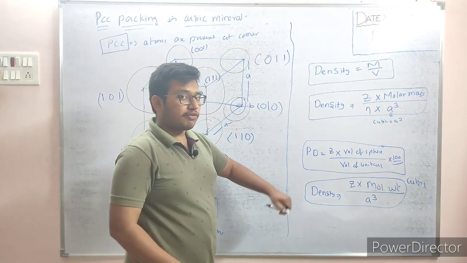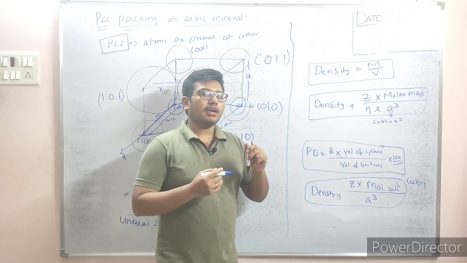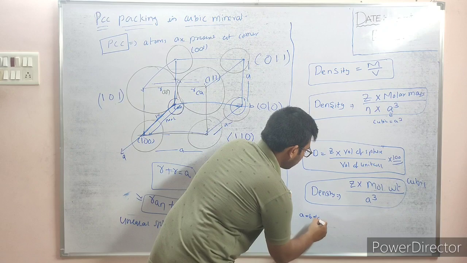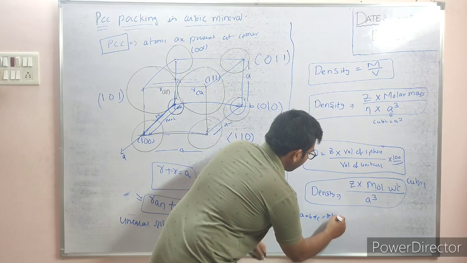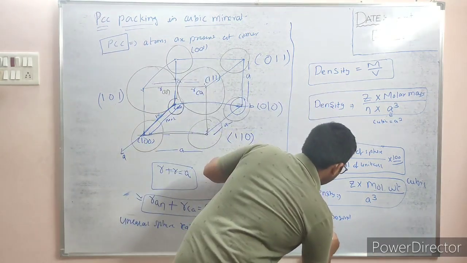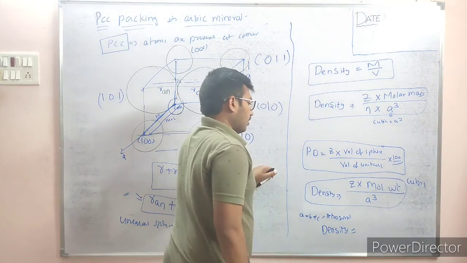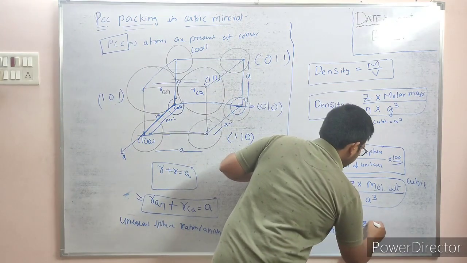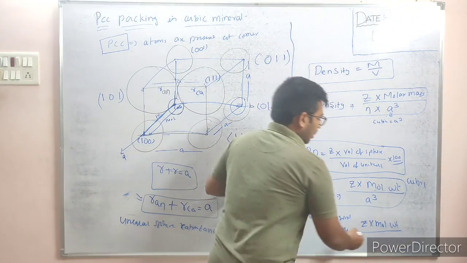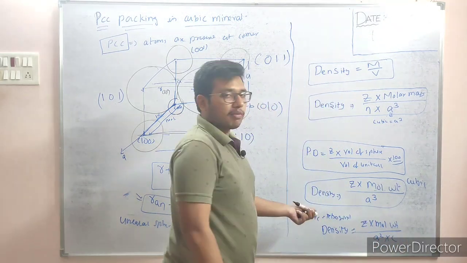Suppose it is a tetragonal system. We know that in the tetragonal system a is equal to b but not equal to c. This is for the tetragonal system. What you will do in this? Density is equal to Z into molecular weight upon a square into c. That is the formula for density.